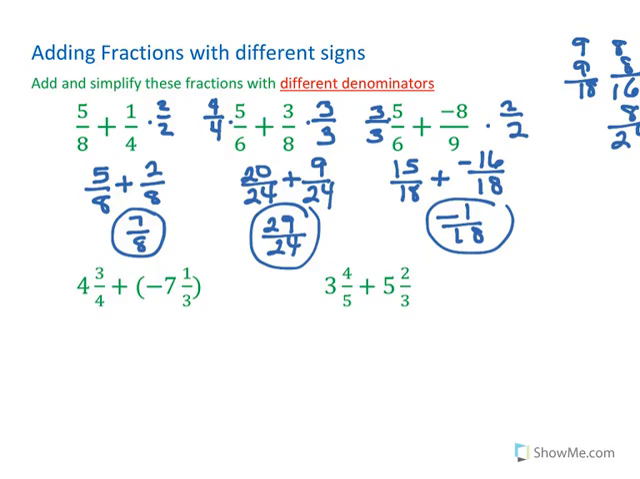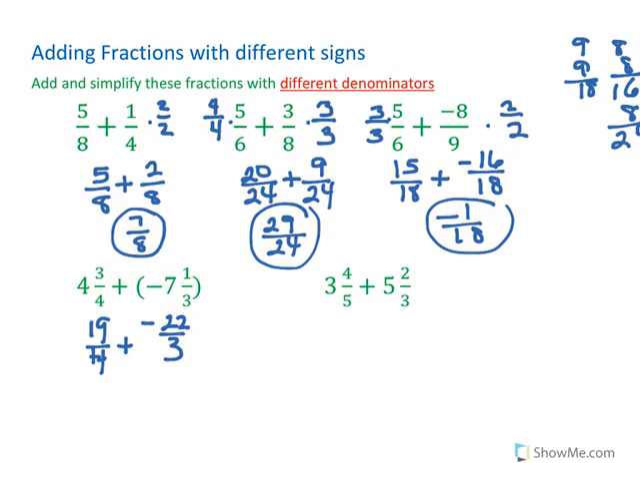Now in algebra, it's a whole lot easier when you're adding signed numbers. So we're going to turn everything into an improper fraction. Plus, in algebra, you leave your answers as an improper fraction. So 4 times 4 is 16, 17, 18, 19 over 4. And I'm going to add to that a negative 7 times 3 is 21, 22 over 3.